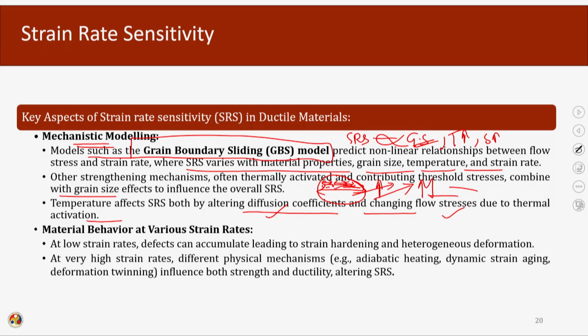Material behavior at various strain rates: at low strain rates, defects can accumulate, leading to strain hardening and heterogeneous deformation. At very high strain rates, different physical mechanisms such as adiabatic heating, dynamic strain aging, and deformation twinning will influence the strength and ductility, and they will severely affect the strain rate sensitivity.